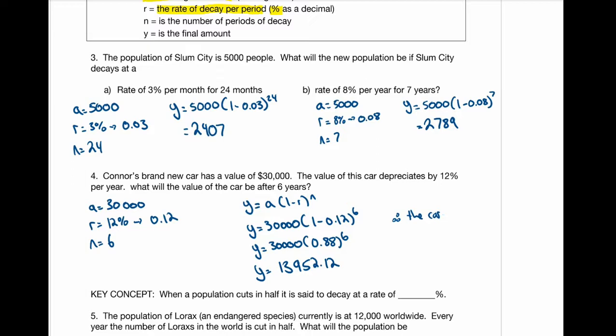So therefore, the car is worth $13,952.12 after 6 years. So this might be important to know if you're looking at when you should sell your car, because it does depreciate. Cars do depreciate at an exponential rate. Right? So right after the first year, it does decrease by quite a bit.